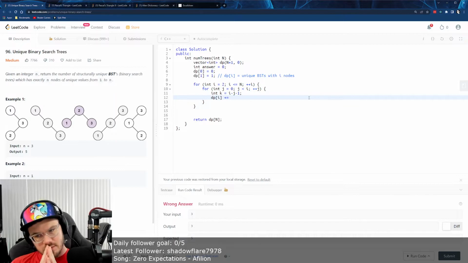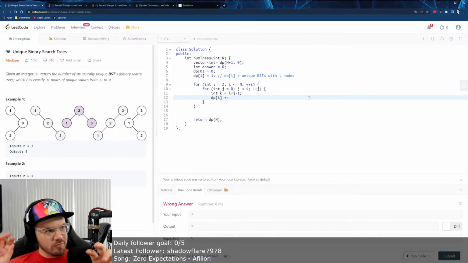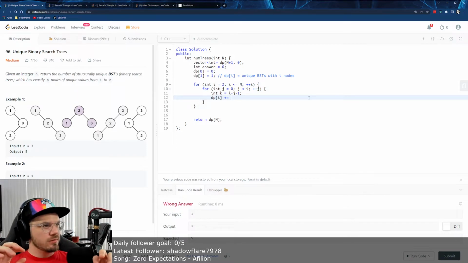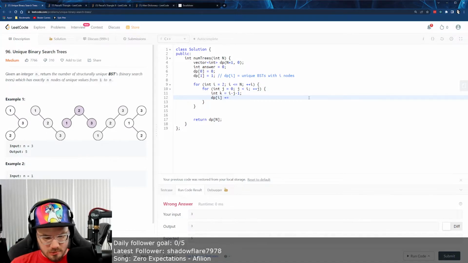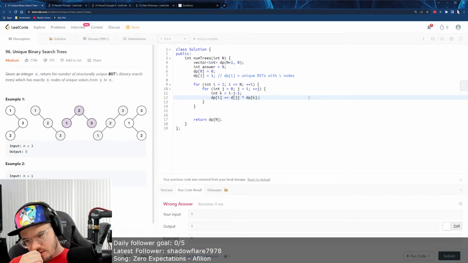Hold on, let's think about this. So I'm going to take all of the nodes from all the different configurations in the left subtree could be matched up with all the different configurations for the right subtree, which would mean that it has to be dp of j times dp of k. Is that right?